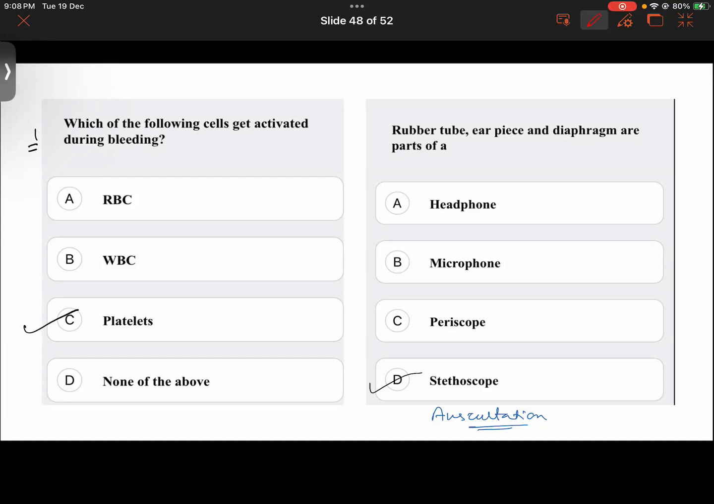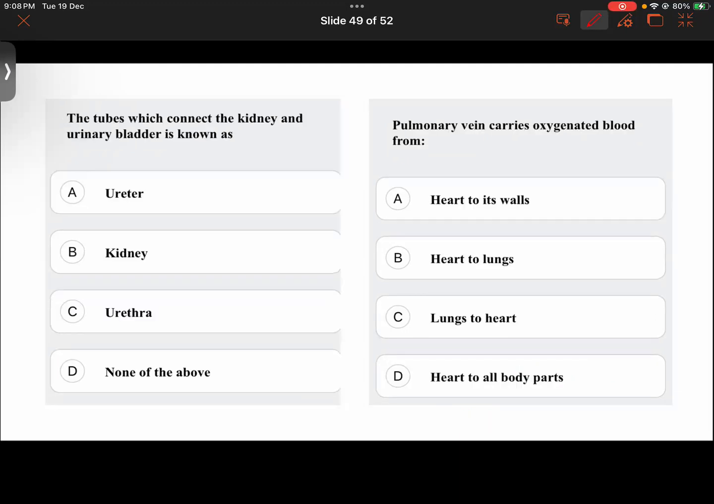By the way, I was about to tell you the name of the person who discovered the stethoscope. So it was Rene Theophile. Rene Theophile. That is the name of the person who invented the stethoscope. All right. Let's get done with the questions quickly, then we will be moving ahead.